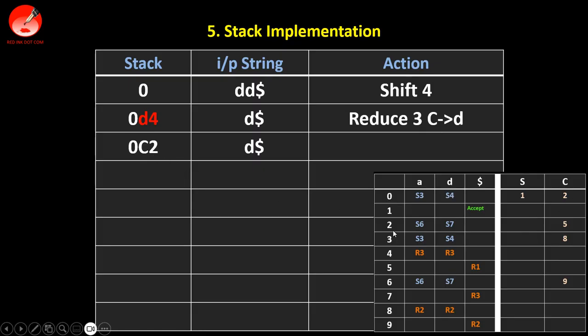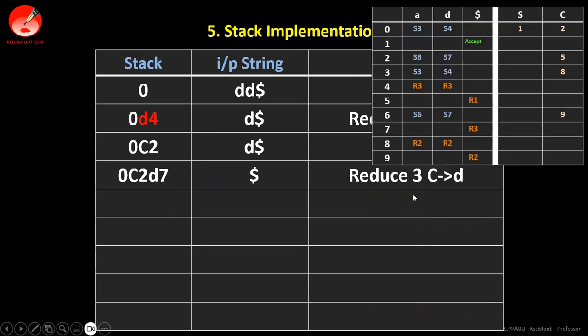Compare 2 and D. 2 and D is shift 7. After shift 7, we can get this value. Then compare 7 and dollar. 7 and dollar is reduce 3. Reduce 3 means C tends to D. So for the one element, I remove two elements here. Instead of D7, I write capital C. Then compare 2 and C. 2 and capital C is 5. So I write 5 here.